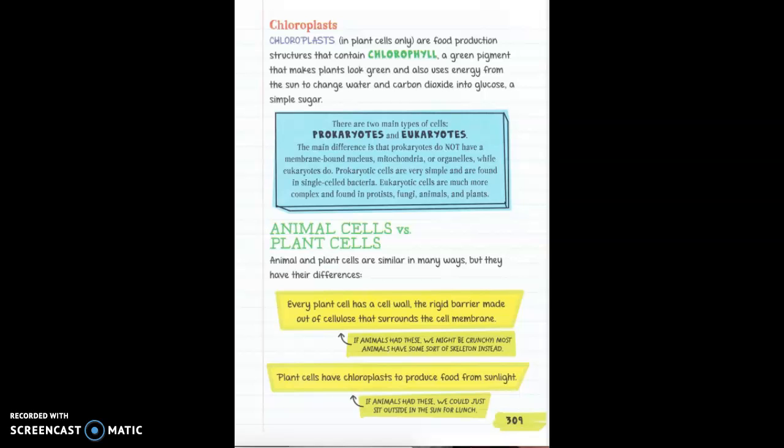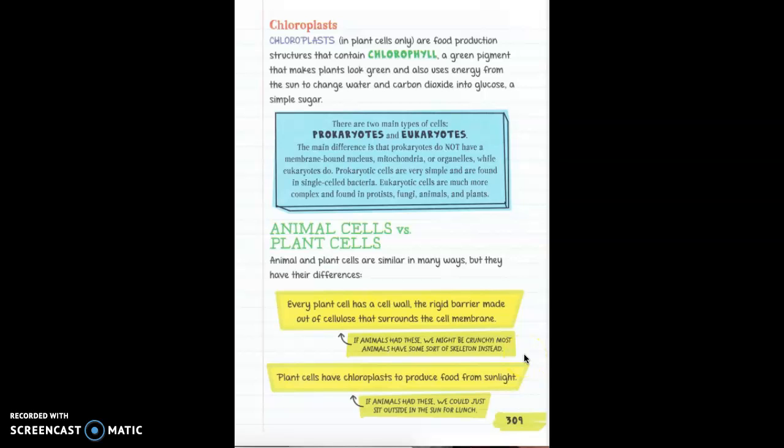So now we get into animal cells versus plant cells. Animal and plant cells are similar in many ways, but they have their differences. Every plant cell has a cell wall, the rigid barrier made out of cellulose that surrounds the cell membrane. If animals had these, we might be crunchy. Most animals have some sort of skeleton instead.